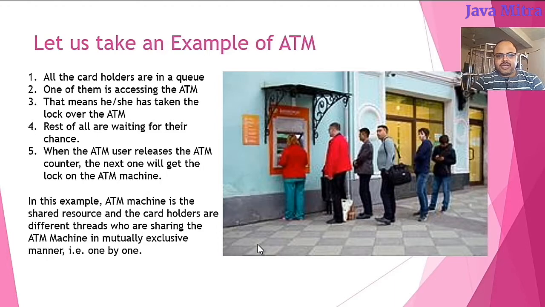In this example, the ATM machine is the shared resource and the card holders are different threads who are sharing the ATM machine in a mutually exclusive manner, that is, one by one.